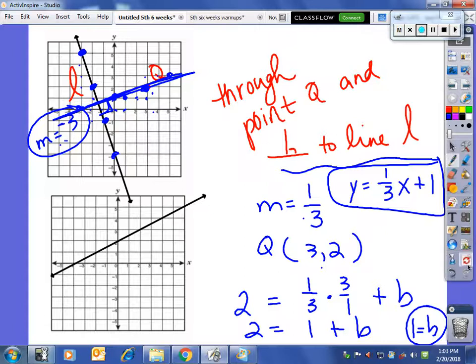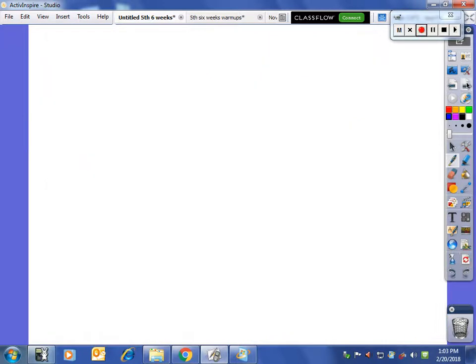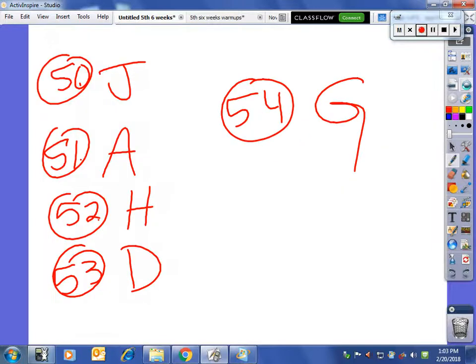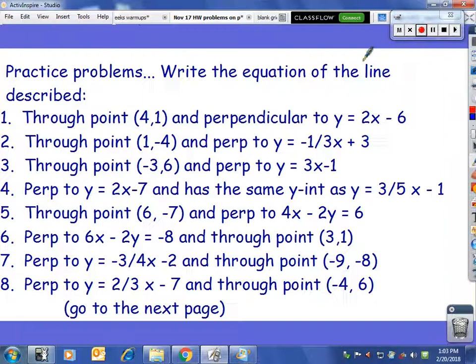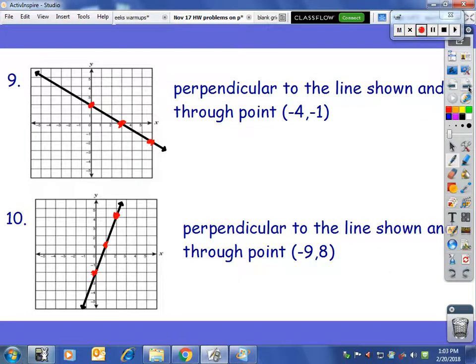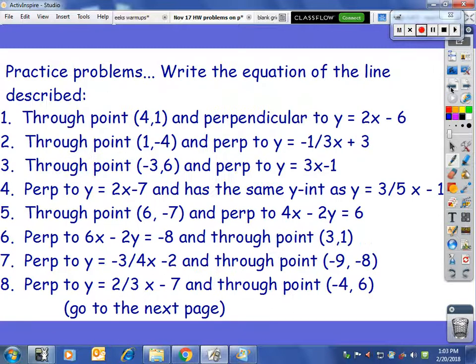Okay, I think that's enough for today. Your homework, I did have a set of problems on the Promethean board, so I'm going to show those for kids in first and second period if they didn't get a chance. So here are 1 through 8, and then 9 and 10 are the visual ones. I made copies, so I'm going to give you guys copies.